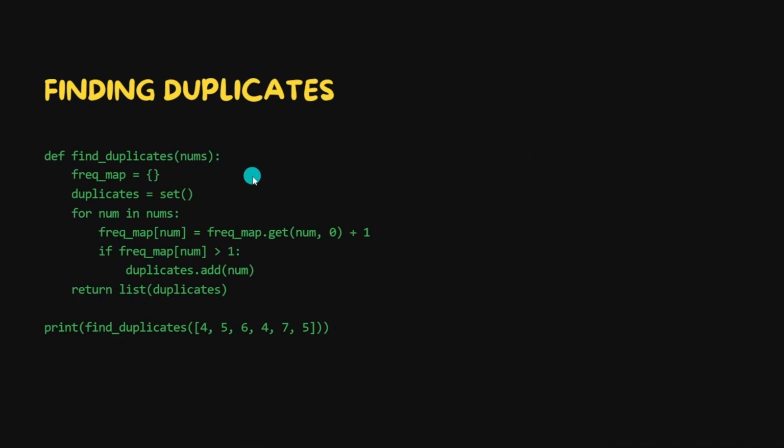This is the code implementation of finding the duplicates. First, we define a function, find duplicates, that takes a list nums. Then we create an empty dictionary, frequency map, to store frequencies. Then we use a set called duplicates to collect elements that appear more than once, avoiding repeated entries. We loop through the list, updating the count of each element. If an element's count exceeds 1, we add it to the duplicates set. Then we convert the set to a list and return it. For this input, the output will be a list containing elements 4 and 5.